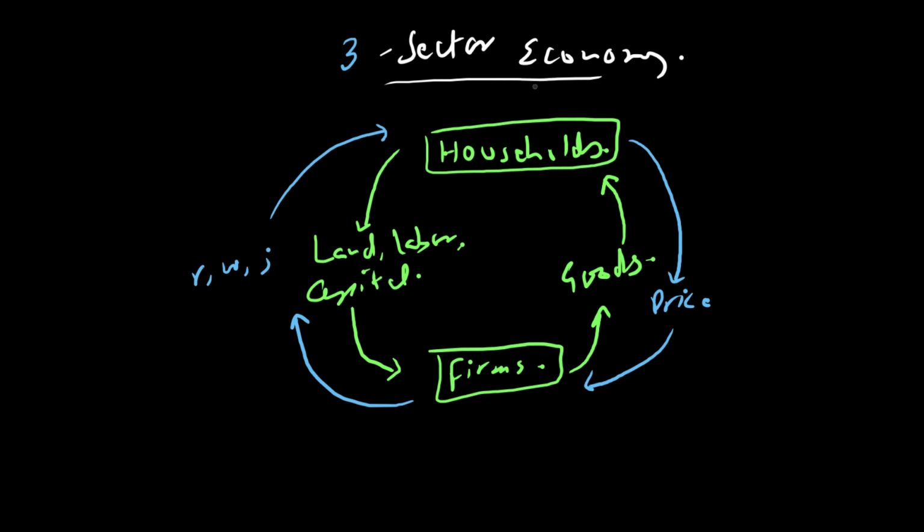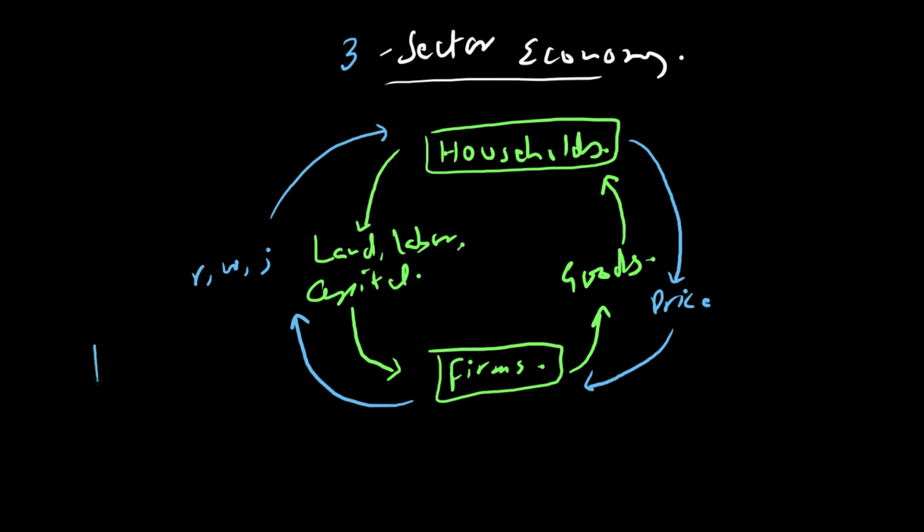In the three sector economy, there are three economic agents or actors, including households, firms, and the government. Households will provide land, labor, and capital to the firms, and firms will produce goods and services that are sold to the households. Households will pay the price of these goods and services to the firms, and firms will pay rent, interest, and wages to the households. So this is how the circular flow will keep taking place.